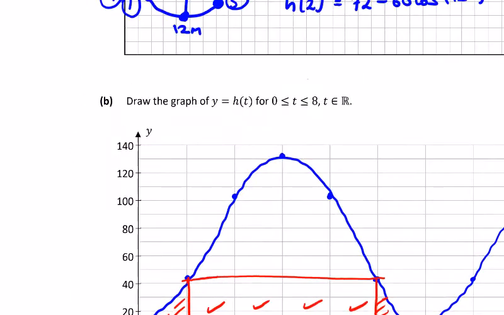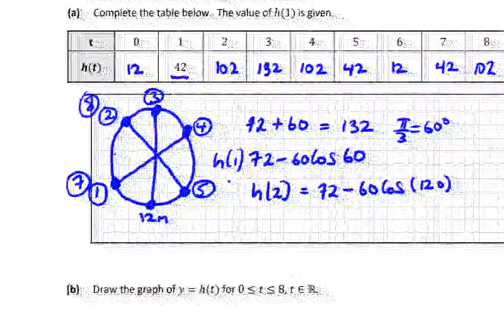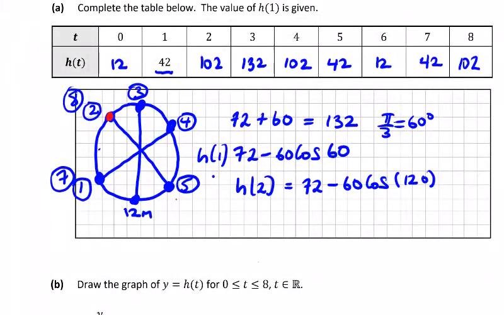So just go back to my diagram here. At 2, it was at 102, so just here and here, it's 102. They should be equal, you know what I mean? So this is the line of 102.